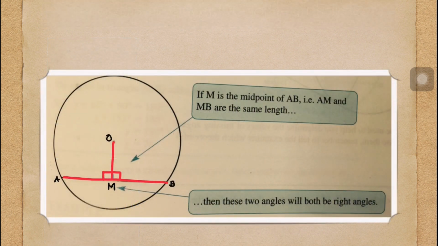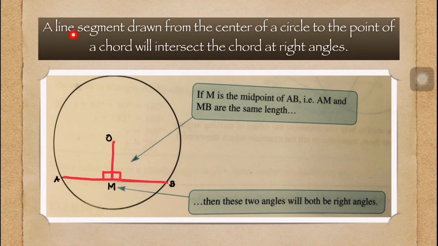Check this out. A line segment drawn from the center of a circle to the midpoint of a chord will intersect the chord at right angles. Look at the illustration below. The chord AB is intersected by a line segment OM, wherein M is the midpoint. So AM and MB are the same length.